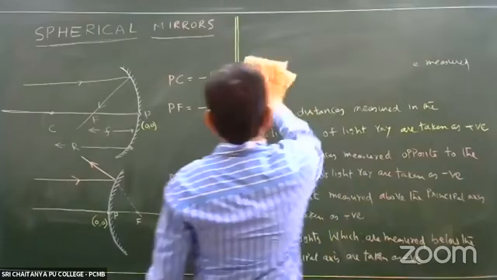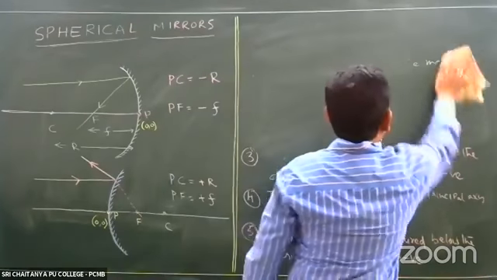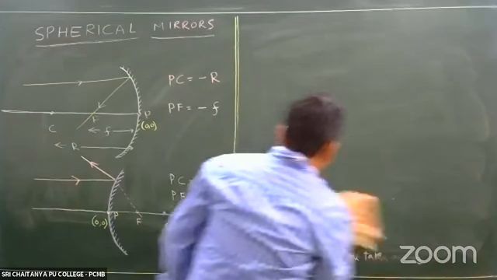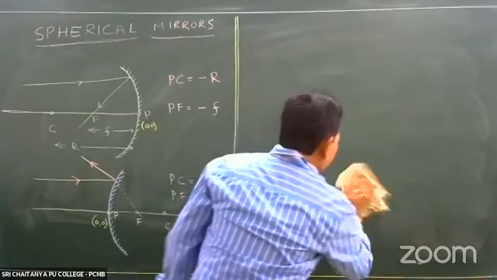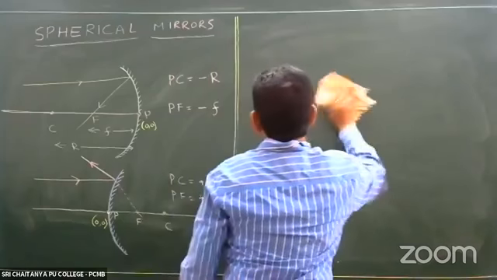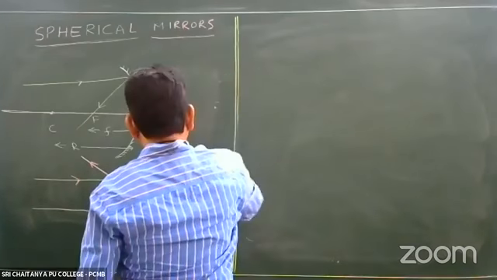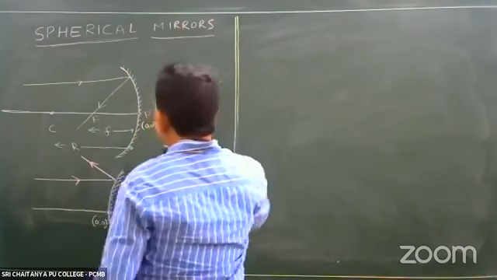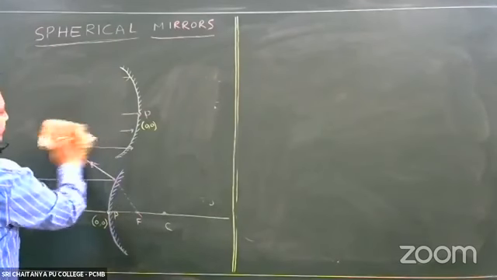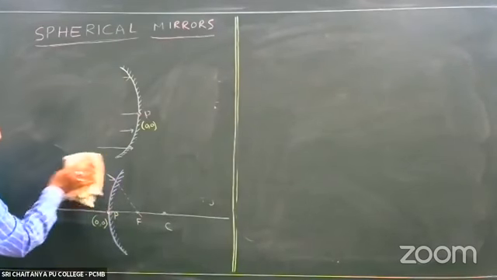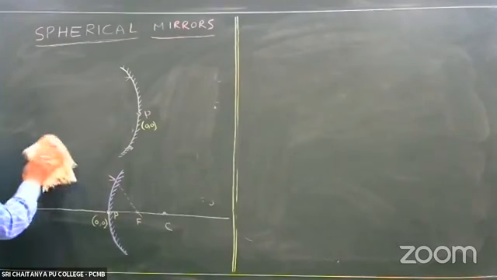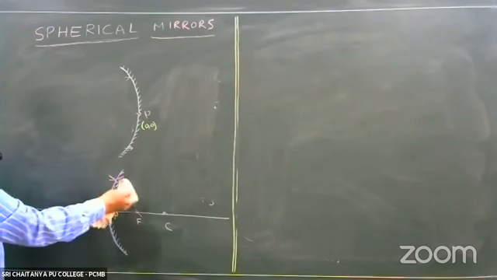Next concept, formation of image. How to form the image by using spherical mirrors. We have to follow some rules while drawing the image. We have to follow certain rules. What are those rules? In the case of the spherical mirrors, here we are going to discuss.